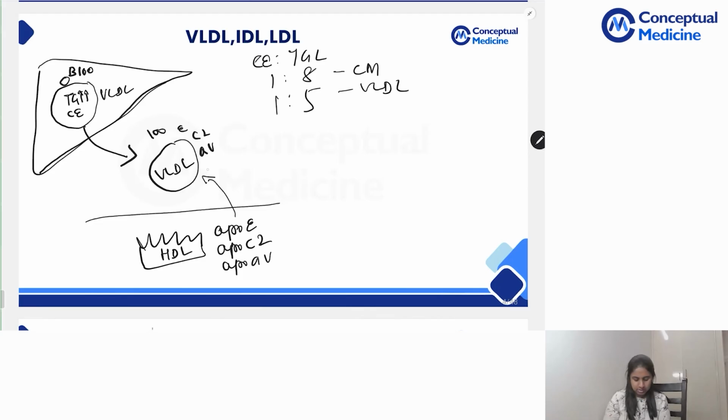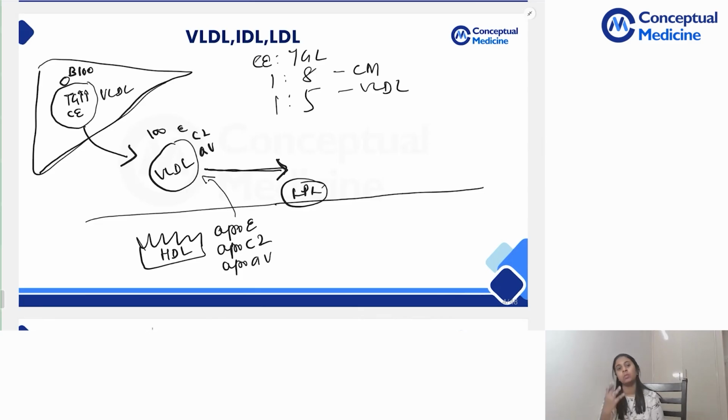It gets the attention of the main enzyme called lipoprotein lipase. Because of lipoprotein lipase, it gets hydrolyzed, and a certain level of triglyceride is still released. But these triglyceride levels will not be as abundant as in chylomicrons. Yet another important thing is that they give away these triglycerides and form IDL, which is called intermediate density lipoprotein.